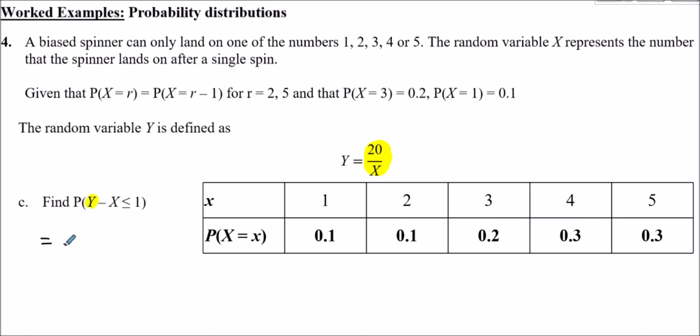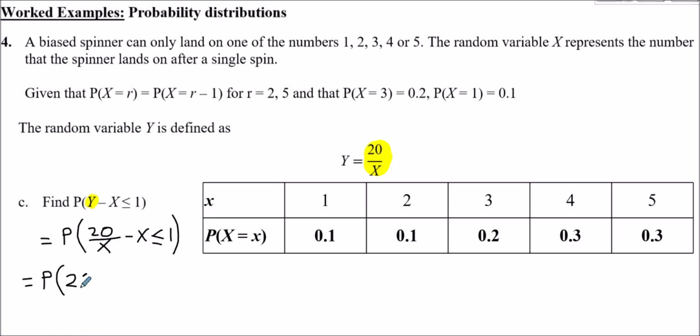So this is the same as the probability that y, which is 20 over x, minus x, is less than 1. Now, with probabilities, x could be either 1, 2, 3, 4, or 5. So we know x is a positive value. We can therefore multiply both sides of this inequality by x. Be careful with inequalities. When you multiply through, the sign might switch if you're multiplying or dividing by a negative, but because the possible values of big X are all positive, we don't need to switch the sign because we know we're not multiplying through by a negative.